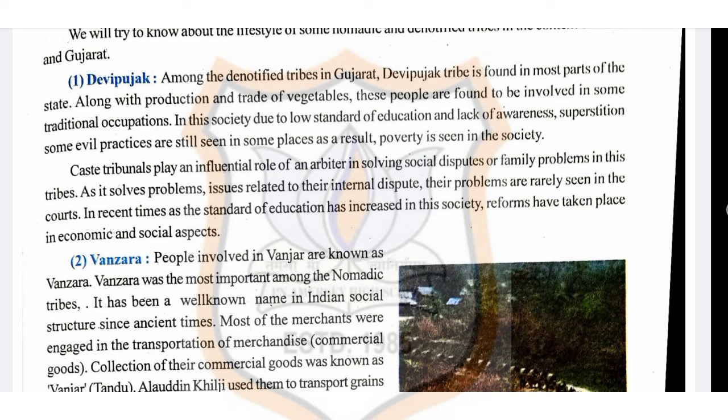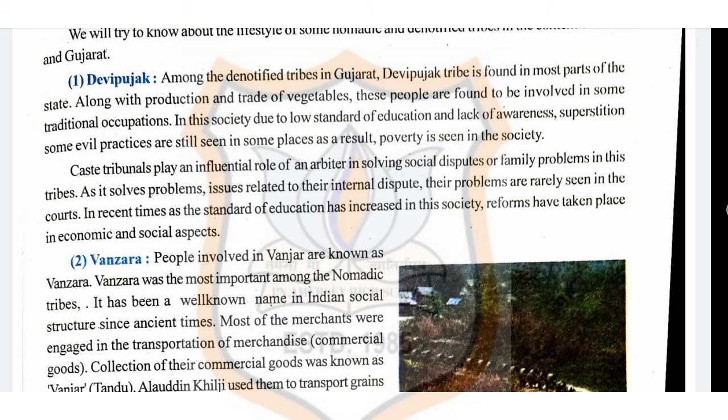Along with production and trade of vegetables, these people are found to be involved in some traditional occupations. In this society, due to a low standard of education and lack of awareness, superstition and some evil practices are still seen in some places. As a result, poverty is seen in the society.